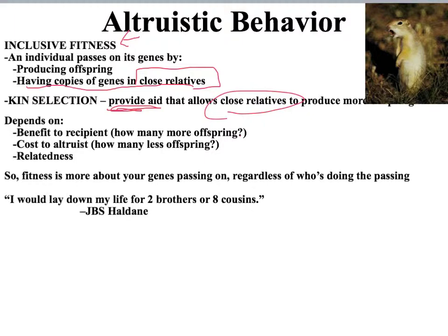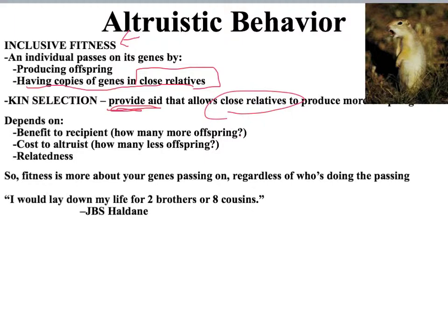So how likely is an animal to do altruistic behavior? Well, it kind of depends. One of those things that it depends on is what's the benefit to the recipient of the altruistic behavior, what's the cost to the altruist, and how closely related are they? So let's think about this example. Would a young Belding's ground squirrel be more likely to help its grandparent, or would the grandparent be more likely to help the young?